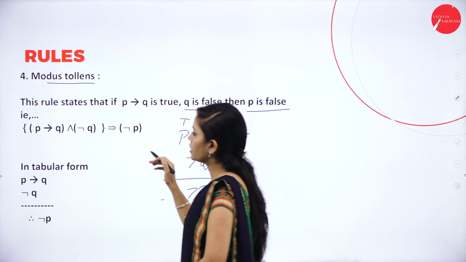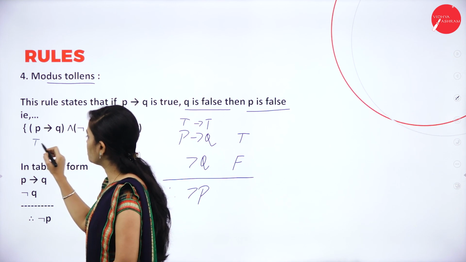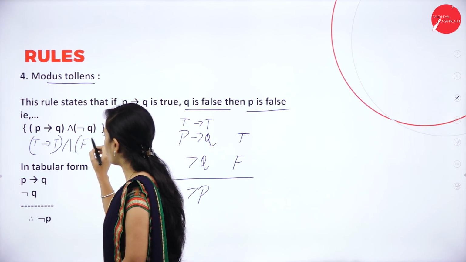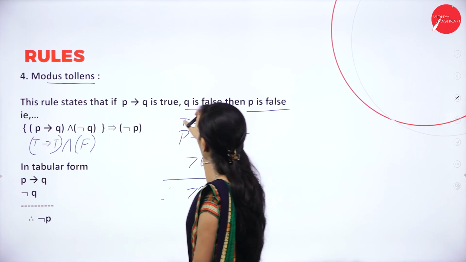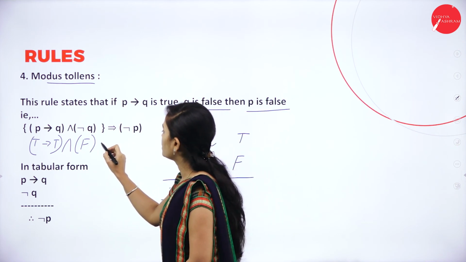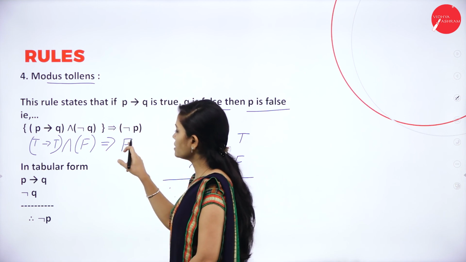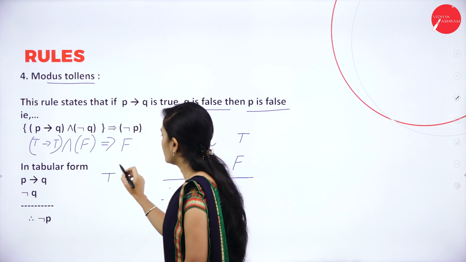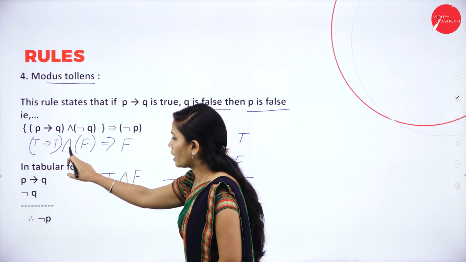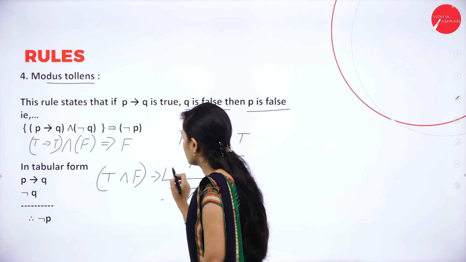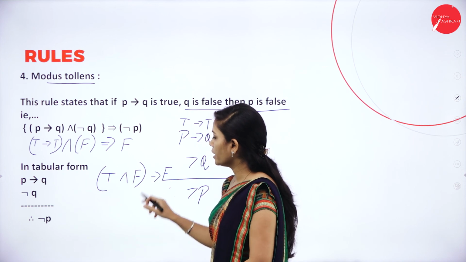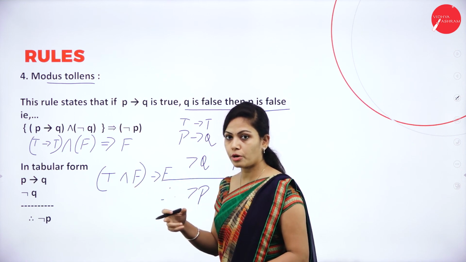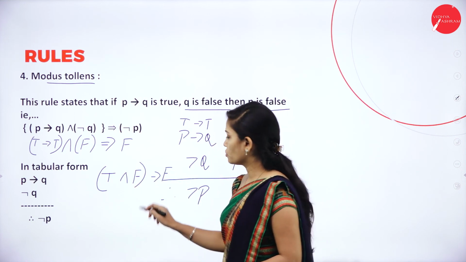So, again I will repeat. If P implies Q is true and Q is false, because I have negation Q, then negation P means P is false. So, true, true, true, true means we will get true and false. True and false, we will get what? We will get false. If any one statement is false in an AND operation, you will get a false condition, right? So, this statement is valid.